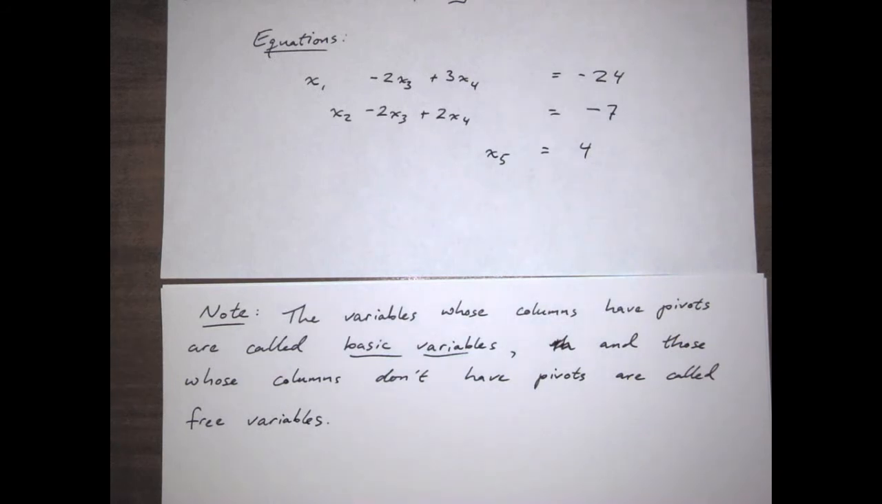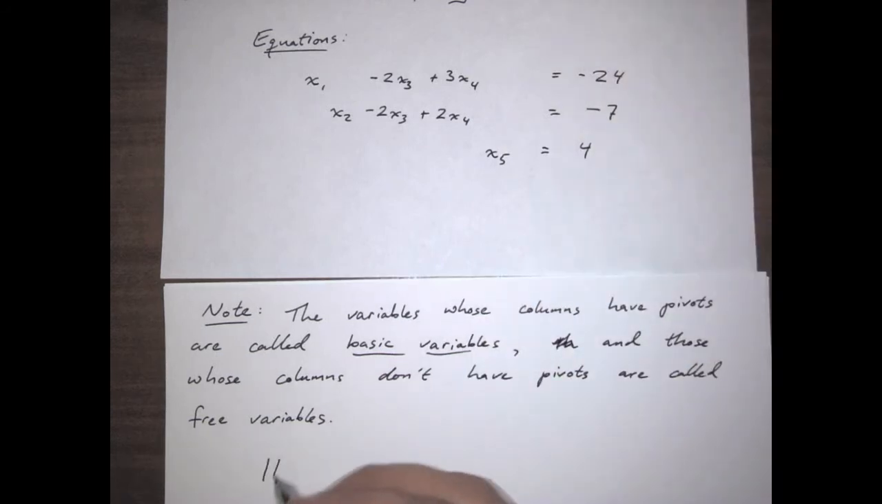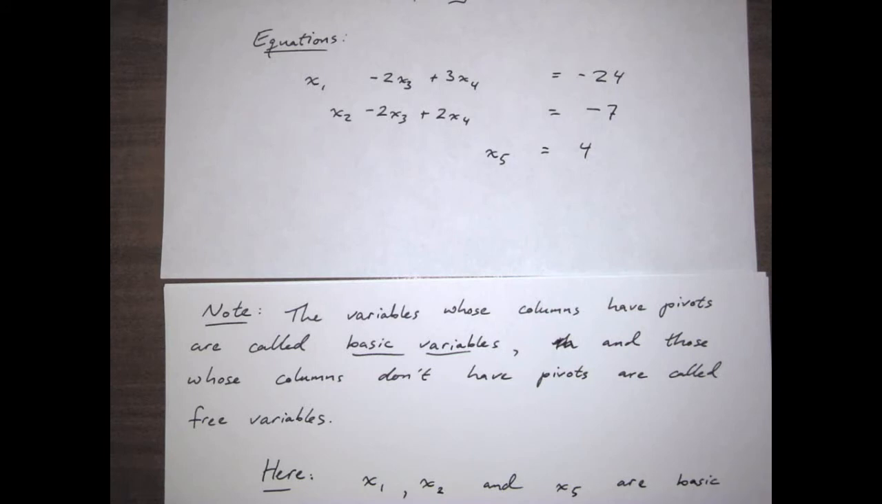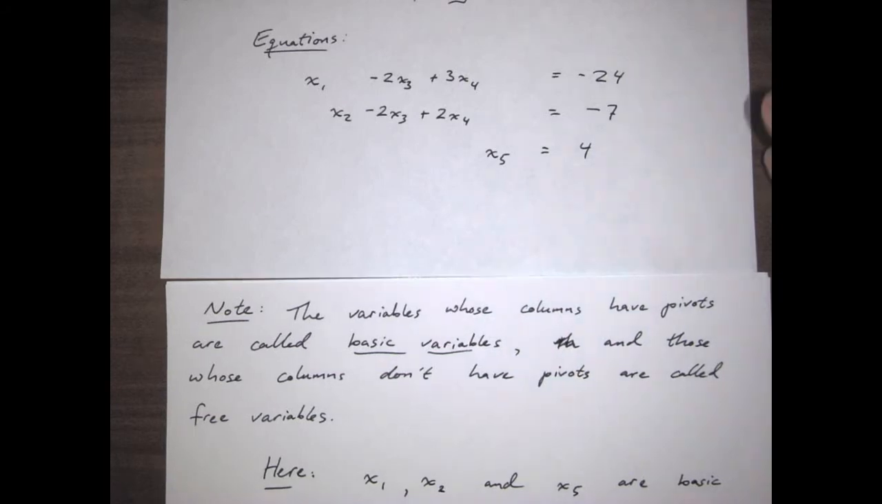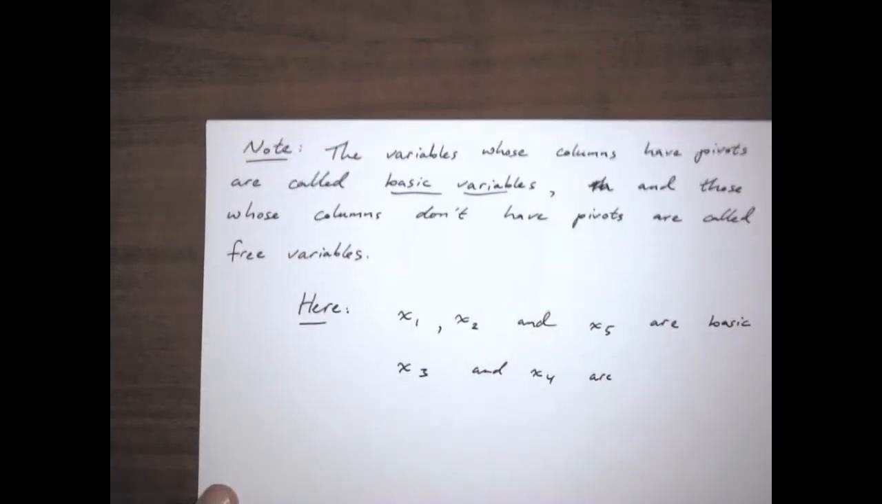Now, once we have done the business of getting the matrix into reduced row echelon form, we can determine which variables are basic and which variables are free. So here, x1, x2, and x5 are basic, whereas x3 and x4 are free.